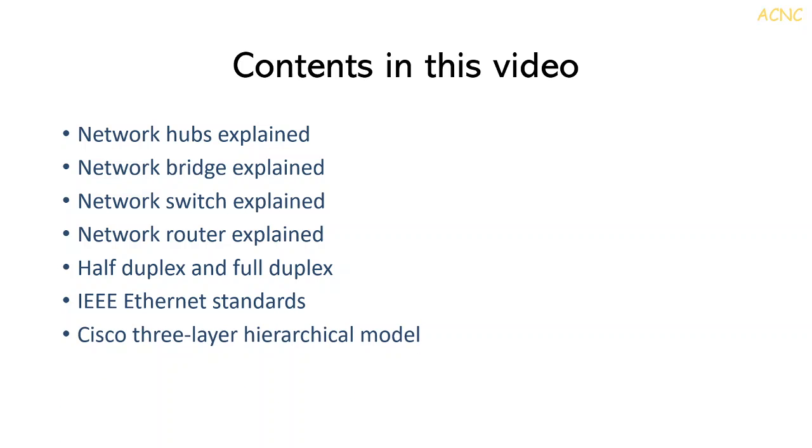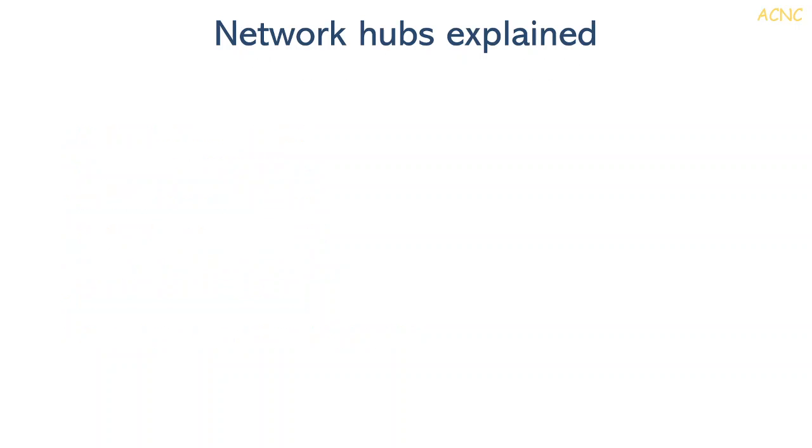And the last one we have the Cisco three-layer hierarchical model. We also know about the Cisco layer hierarchical. That means the networking hierarchical models. So networking has basically three layers. So we discuss this in this video today. So we have the first one, network hubs.